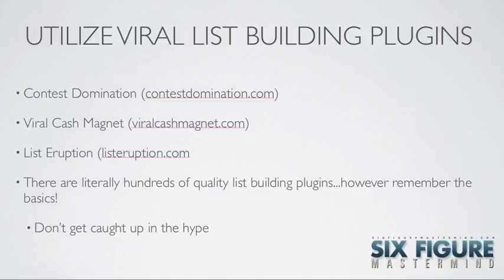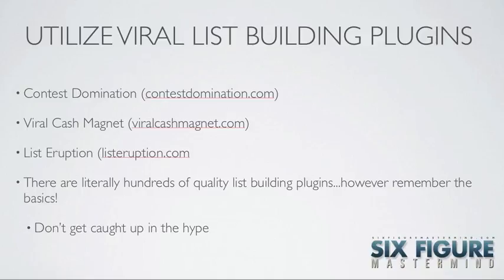There are viral list plugins that will help you grow your list organically. The first one, this is the launch I did with Travis Ketchum, is called Contest Domination. Basically, you run a contest on your site, and people opt into the contest, and they can share it on Facebook and Twitter, and it just helps to grow organically. Then there's Facebook Cash, or Viral Cash Magnet.